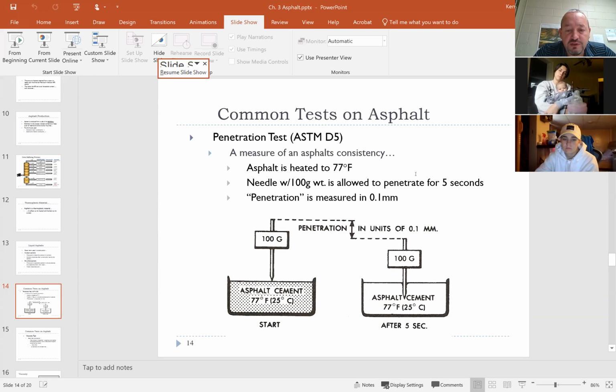So the first one is a penetration test. There's a real good picture there. The main thing is, this has to be a standardized test. The liquid asphalt is heated up to 77, and then you have basically a weight, 100 grams, and you allow it to penetrate the asphalt for 5 seconds, and then you measure the amount of penetration.